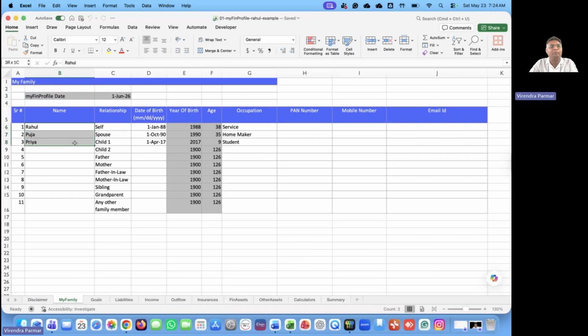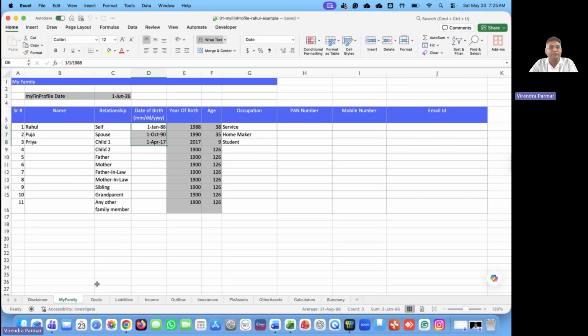Over here, you fill up names of all your family members who depend on your income. And over here, you put the date of birth. You can also put the right relationship and occupation for each one of them. PAN number, mobile, and email ID are optional, but I recommend you fill them up. Please note that the most important part here is these are the family members who depend on your income. It's not about capturing each and every brother, cousin, and all. It is purely a family who depends on you.